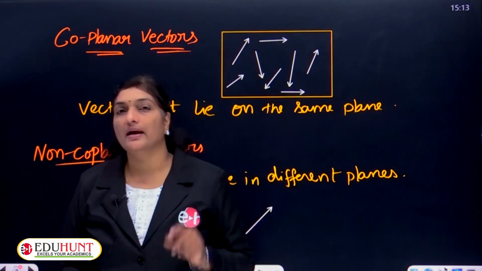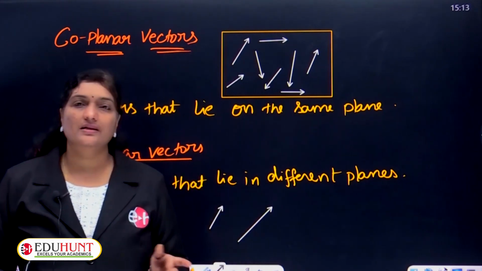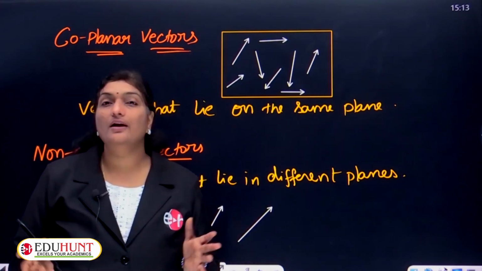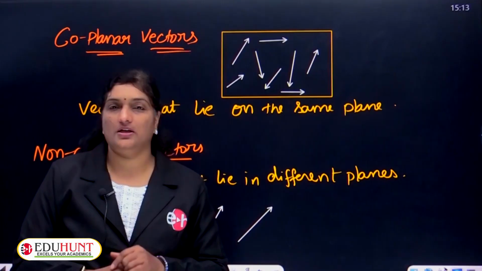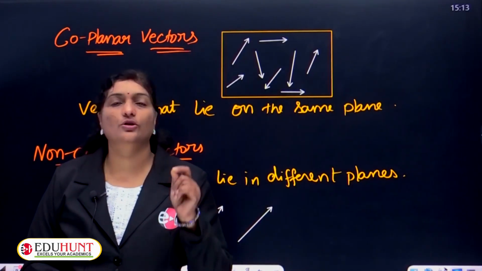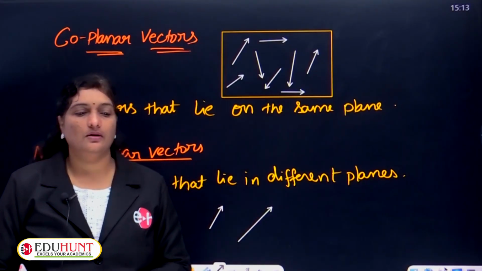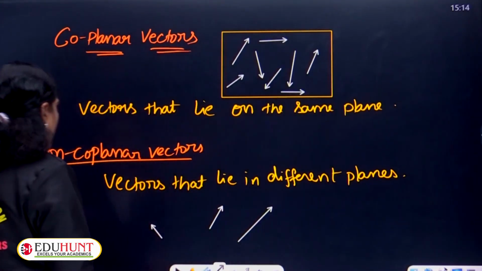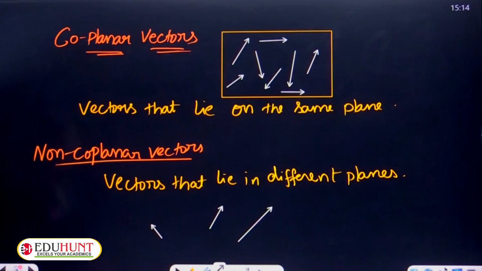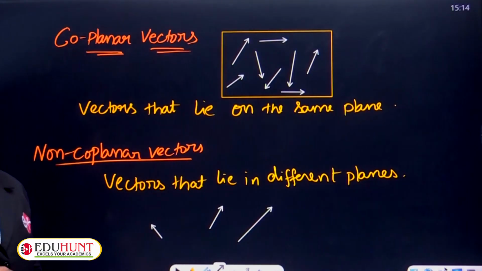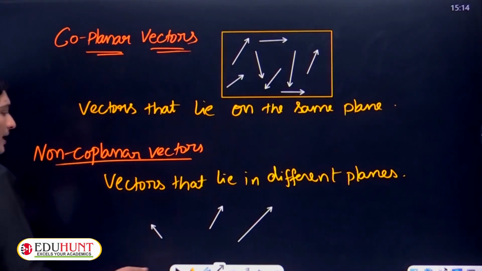And one more thing, children, proper vector you need to know. What is a proper vector? A vector whose magnitude is non-zero. A non-zero magnitude vector itself is called a proper vector. So remember this, children. What is a proper vector? A vector whose magnitude is non-zero is called your proper vector.